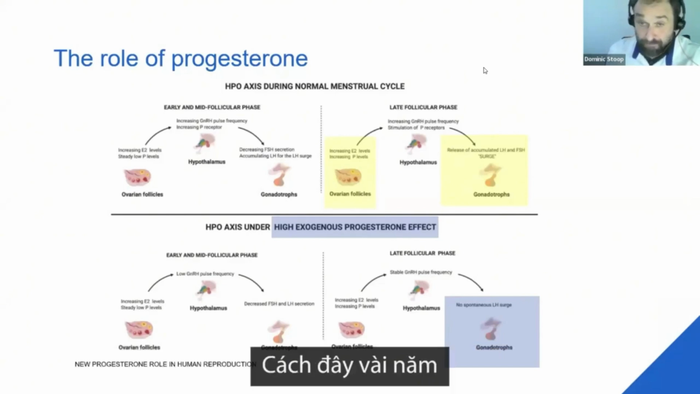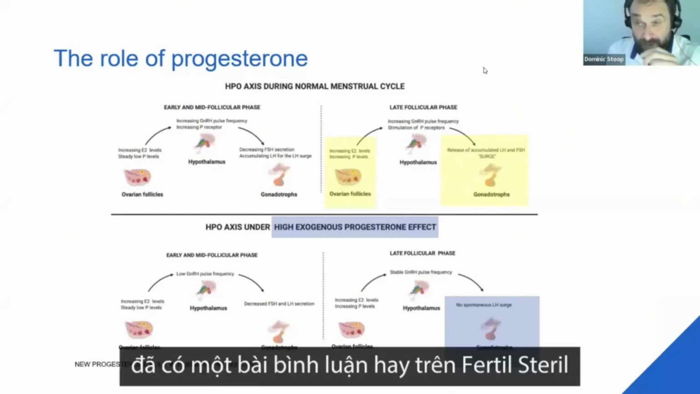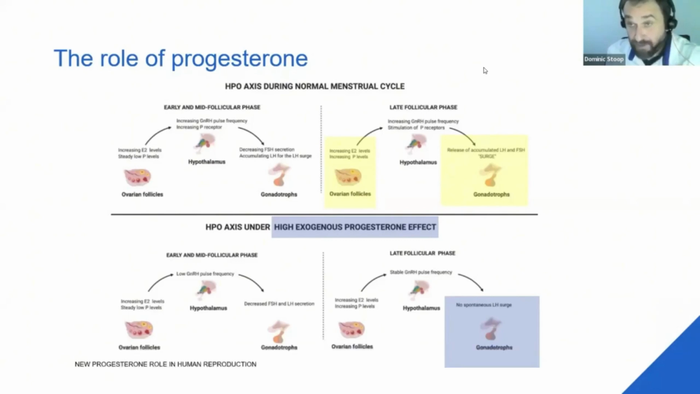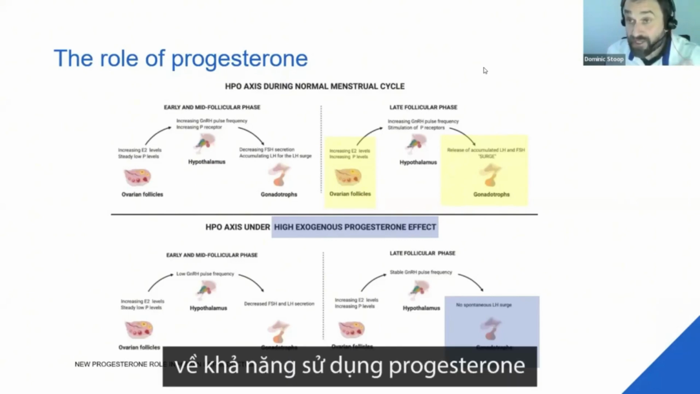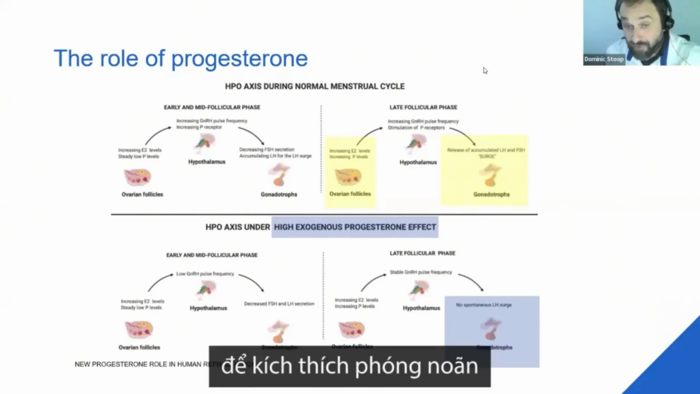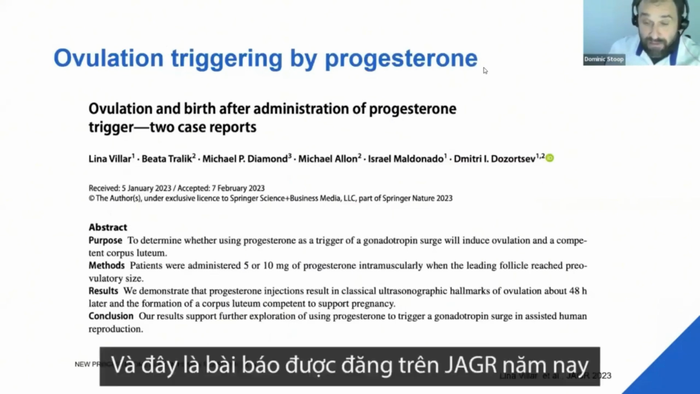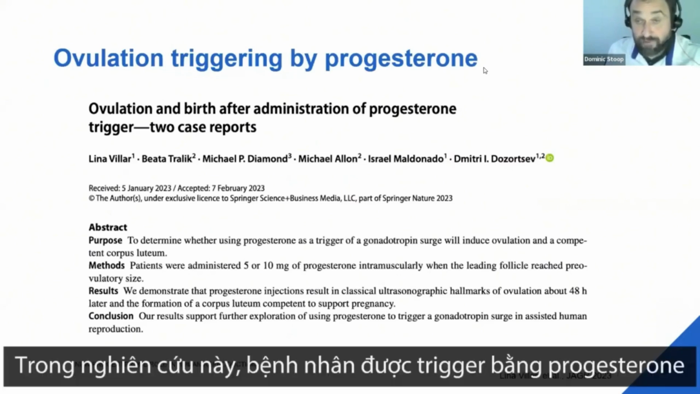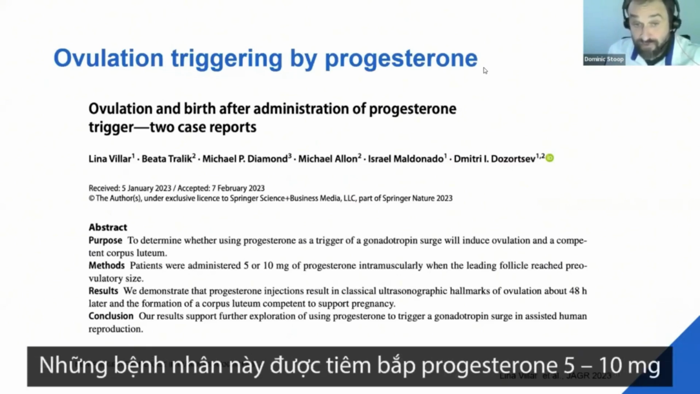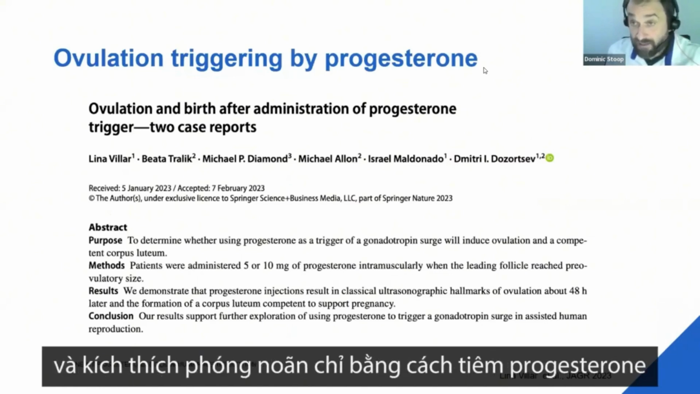And it's been a couple of years since a nice commentary from Till on this potential use of progesterone to trigger ovulation. And this paper also came out in JARC this year, where people were triggered with progesterone for ovulation. They were given IM progesterone, 5 or 10 milligrams intramuscularly, and it led to ovulation just by giving progesterone.